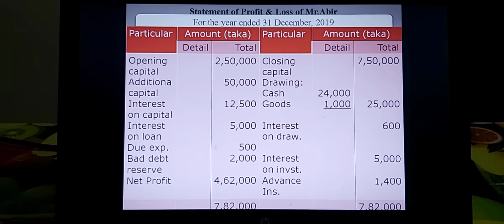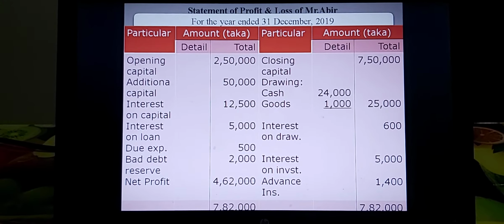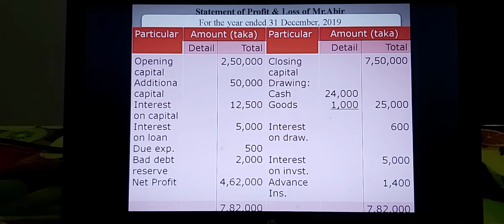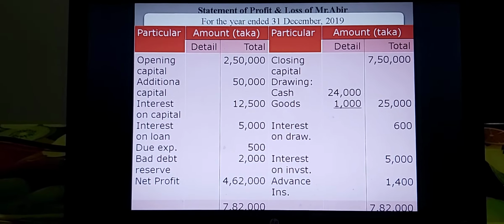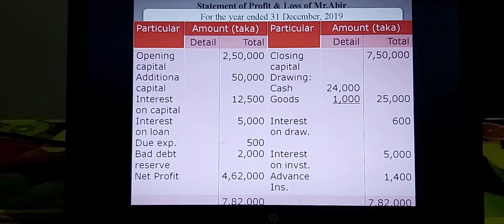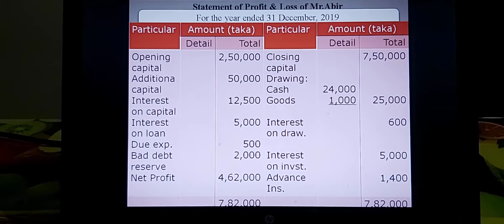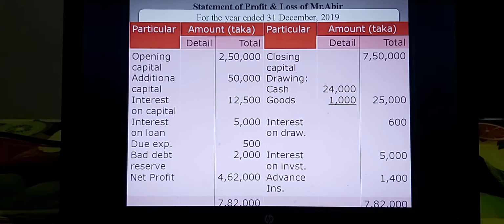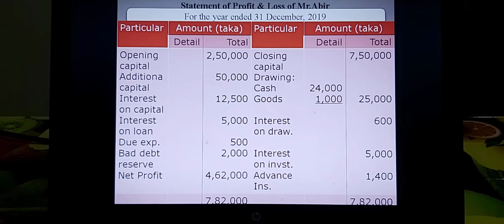At this moment, the total of the right side of the statement of profit and loss account is taka 7,82,000, and you can total the right and left side. This is the amount of taka 3,20,000. Now you can deduct 3,20,000 from the amount of 7,82,000. The remaining amount is taka 4,62,000.